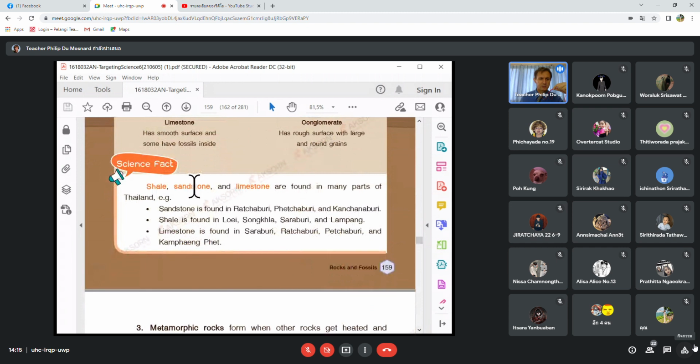The shale, sandstone, and limestone are found in many parts of Thailand, actually. Okay, and these words are hard for me to say. Sandstone in Ratchaburi, Phetchaburi, Kanchanaburi. Shale in Loei, Songkhla, Saraburi, Lampang. Limestone in Saraburi, Ratchaburi, Phetchaburi, and Kamphaeng Phet.